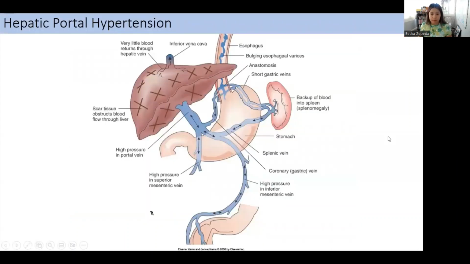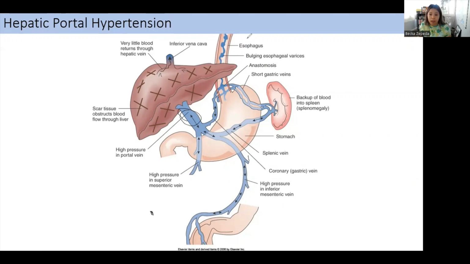So another consequence of cirrhosis is what's called hepatic portal hypertension. When you have lots of fibrosis in the liver, not enough blood is able to get through fast enough because you don't have enough healthy tissue. So the blood ends up backing up into the hepatic portal vein because your liver isn't healthy enough to take an adequate amount of blood through to detoxify and then deliver up the inferior vena cava back to the heart.